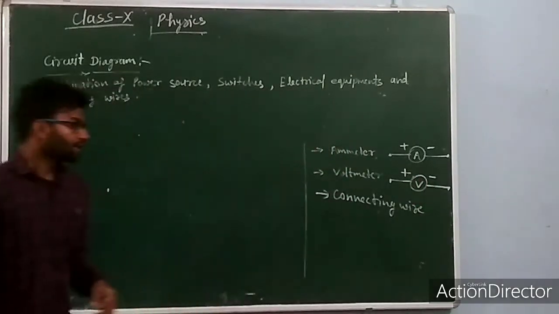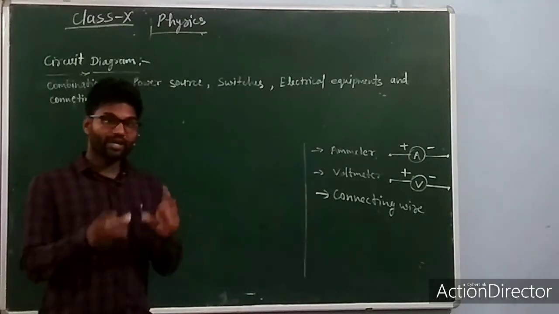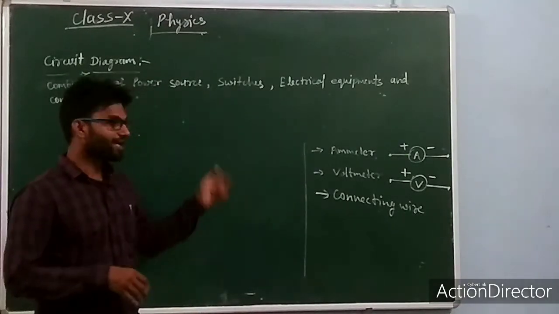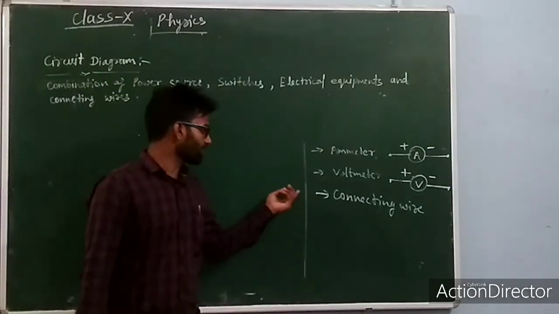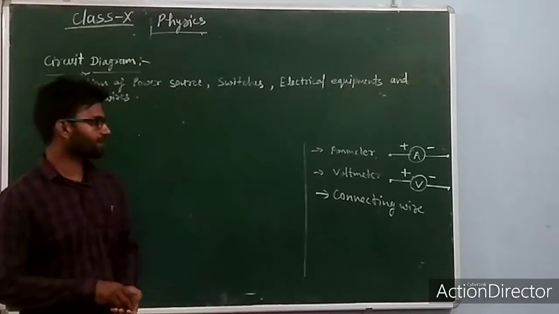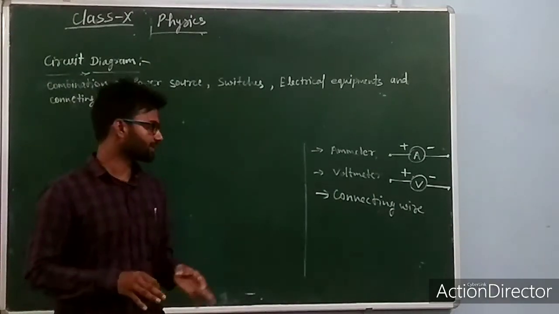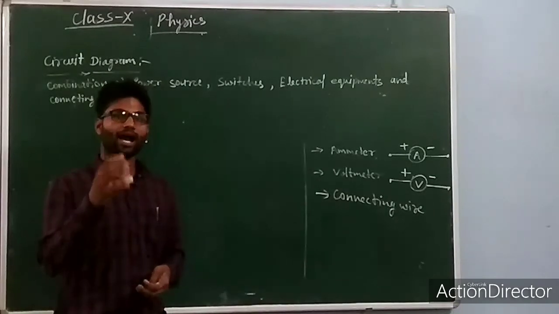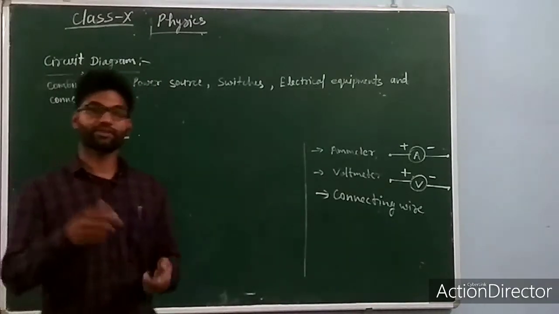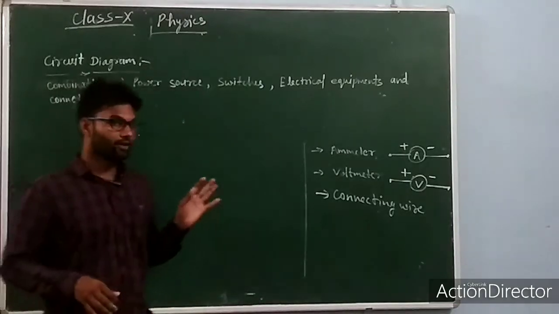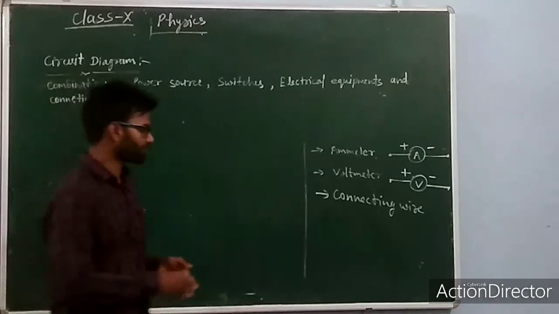So another is the connecting wire. Connecting wire is used to make the connections of various electrical elements, right? And what do we consider? We consider the connecting wire having zero resistance. That means the connecting wire is ideal, right? Having zero resistance. If resistance is zero, then across the connecting wire there will be no potential difference.